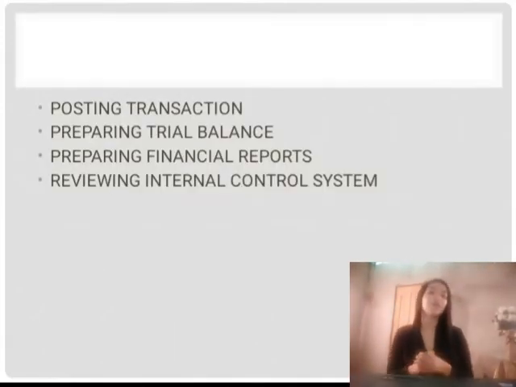Everyone, I am here to discuss the introduction of bookkeeping. But first, we will tackle what bookkeeping is. Bookkeeping is the process of recording all financial transactions made by a business. Bookkeeping would also train you in posting transactions, preparing a trial balance, preparing financial reports, and reviewing the internal control system.